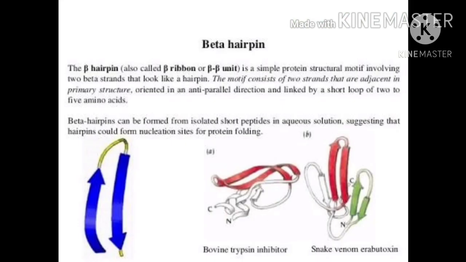The D option in the question is hairpin motif. It is also known as beta hairpin. Okay, it is formed by two beta sheets that look like a hairpin-like structure, hence the name hairpin motif. And hairpin motif is the actual site for protein folding.